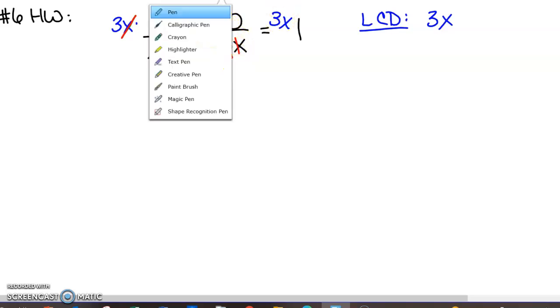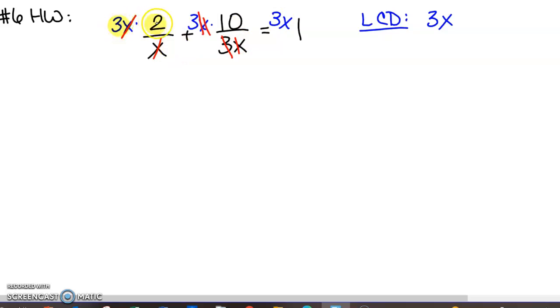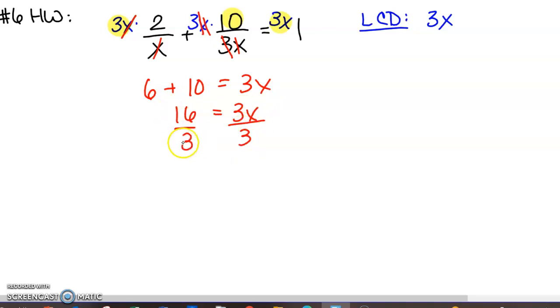And then we're left with 3x times 1. So we have 3 times 2, 3 times, oh, nope, not 3 times, hold on. Just 10, and then 3x. So we have 6 plus 10 equals 3x. 6 plus 10 is 16. Divide by 3. And then x equals 16 over 3. And that's that.